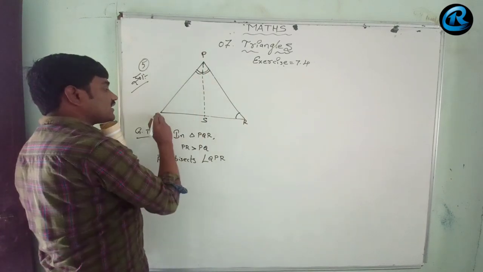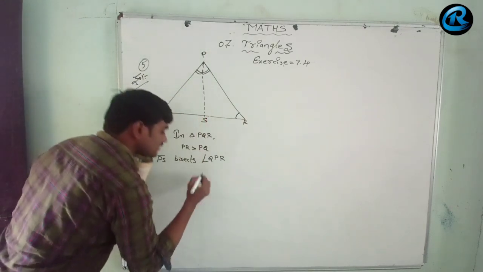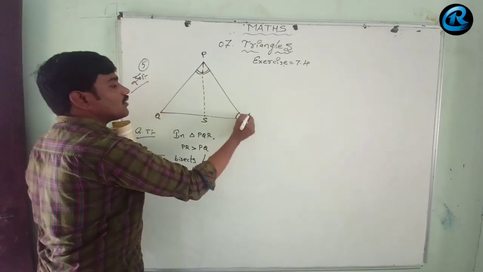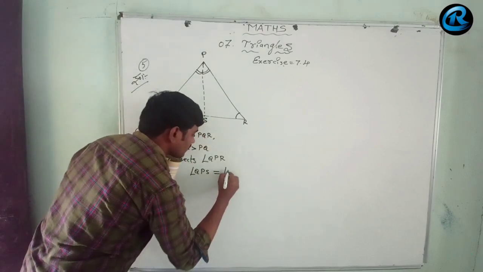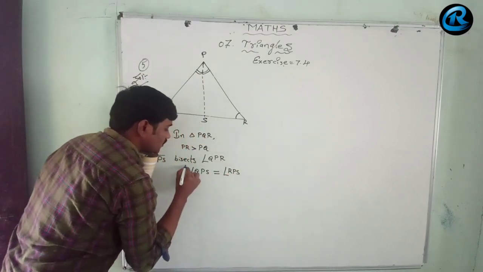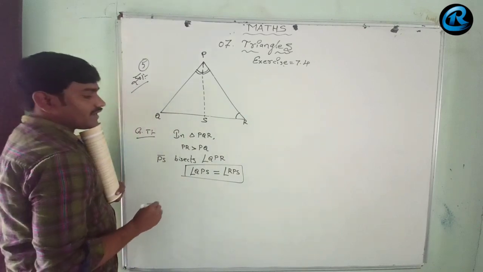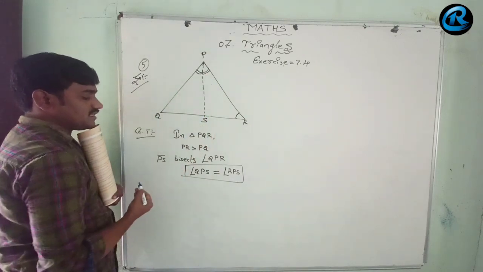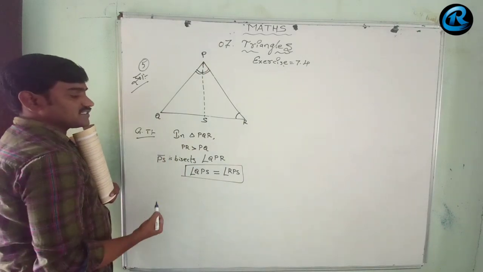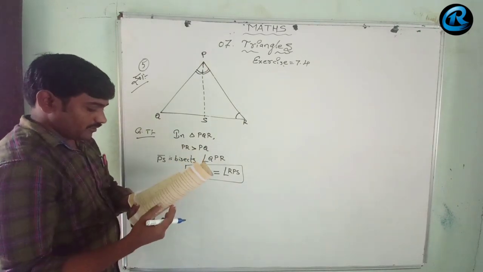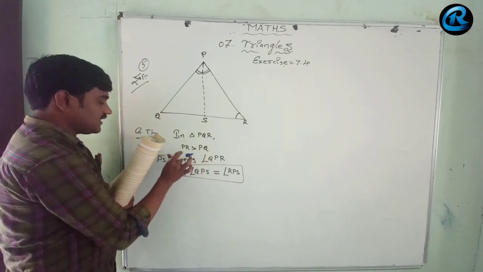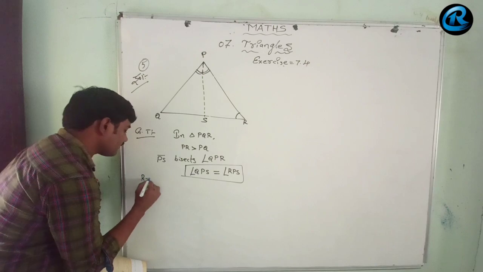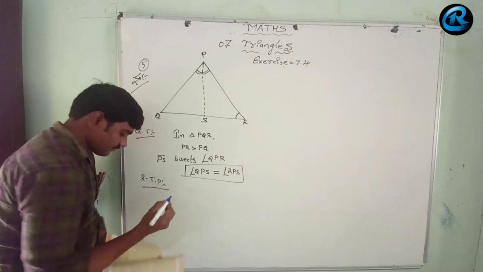So what can we write now? Angle QPS is equal to angle RPS. Right? Shall we write like this? Because these two angles are equal, because PS bisects angle QPR. Then through that, let's go for the RTP.